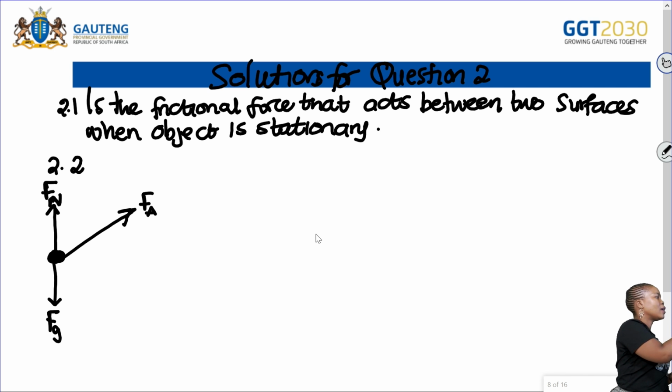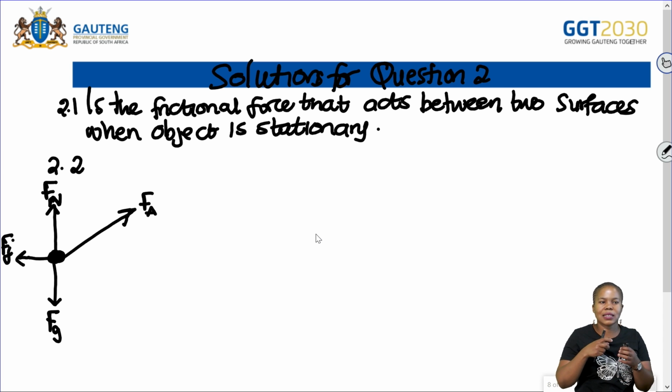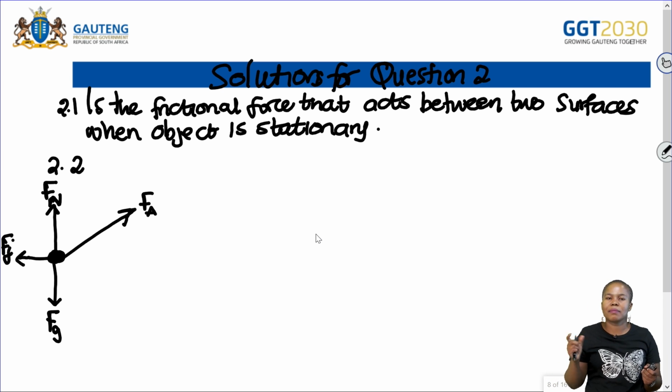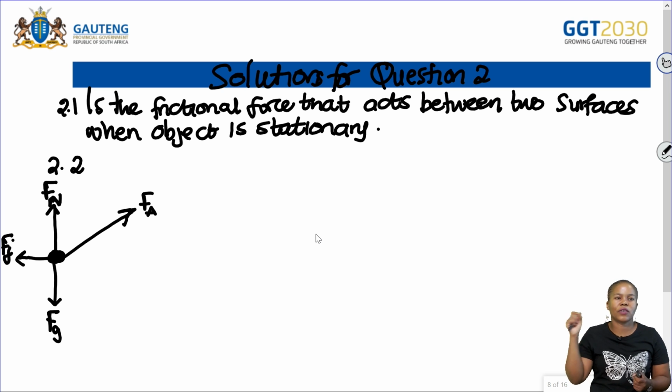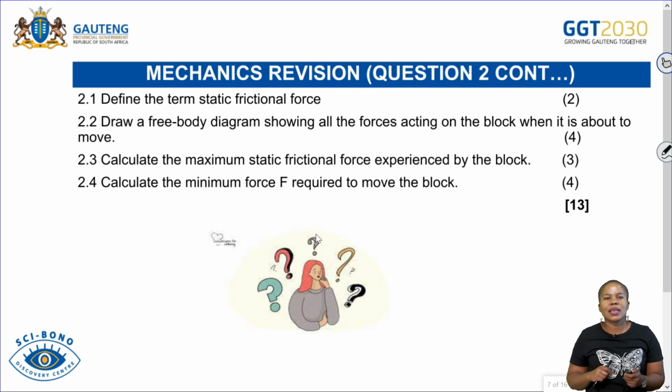And then you've got your frictional force. The thing that you need to remember is that the length of the arrows that you draw signifies the magnitude of that specific force, and the arrowhead signifies the direction. So in here, they're saying when it's about to move. So it's not moving as yet, but it's about to move. So all of these forces will be equal in magnitude.